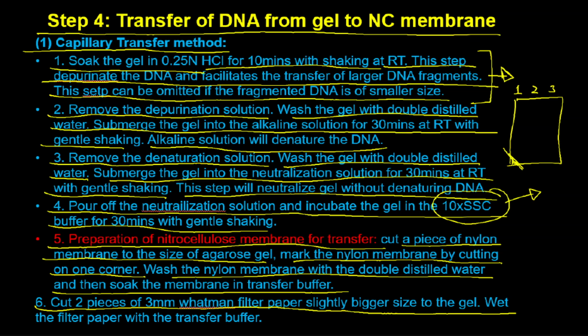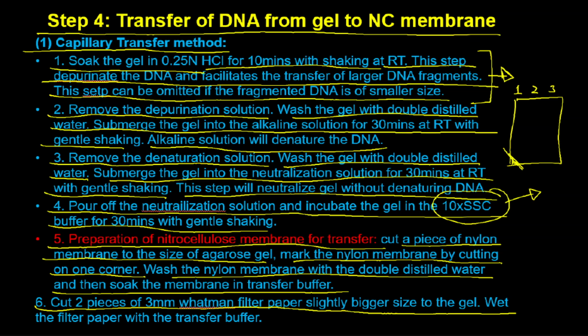So in capillary transfer method, what will happen is, soak the gel in 0.25 normal HCl for 10 minutes with shaking at room temperature. This step depurinates the DNA and facilitates the transfer of larger DNA fragments. This step can be omitted if the fragment of DNA is of smaller size. So this is an optional step.